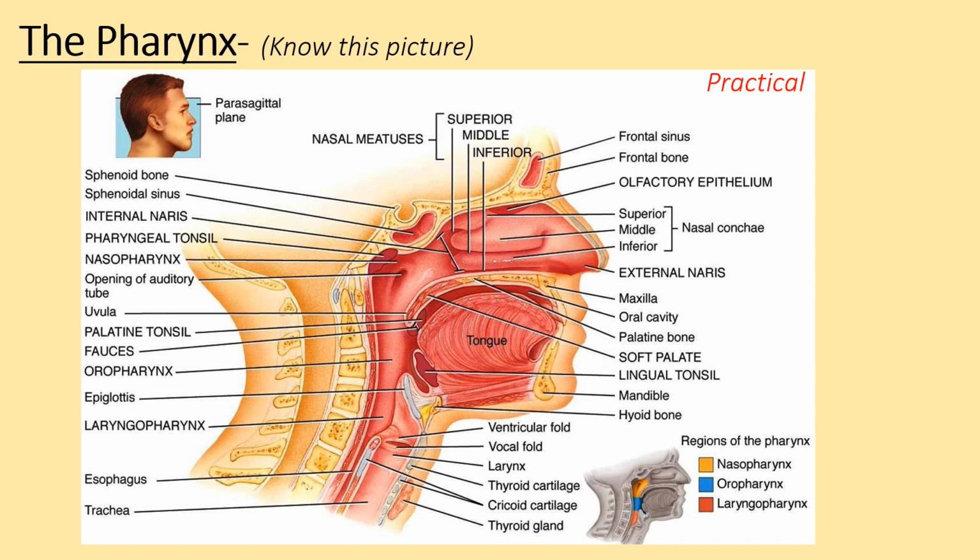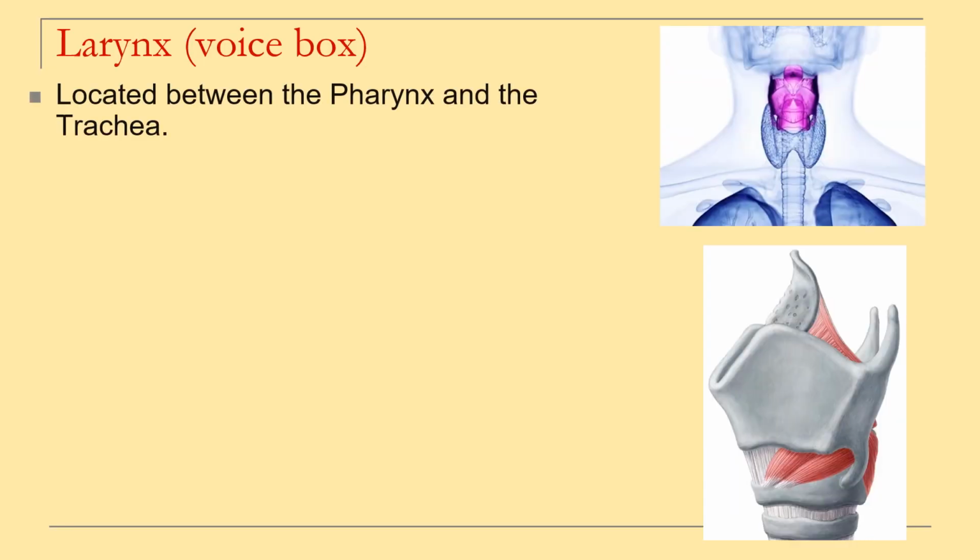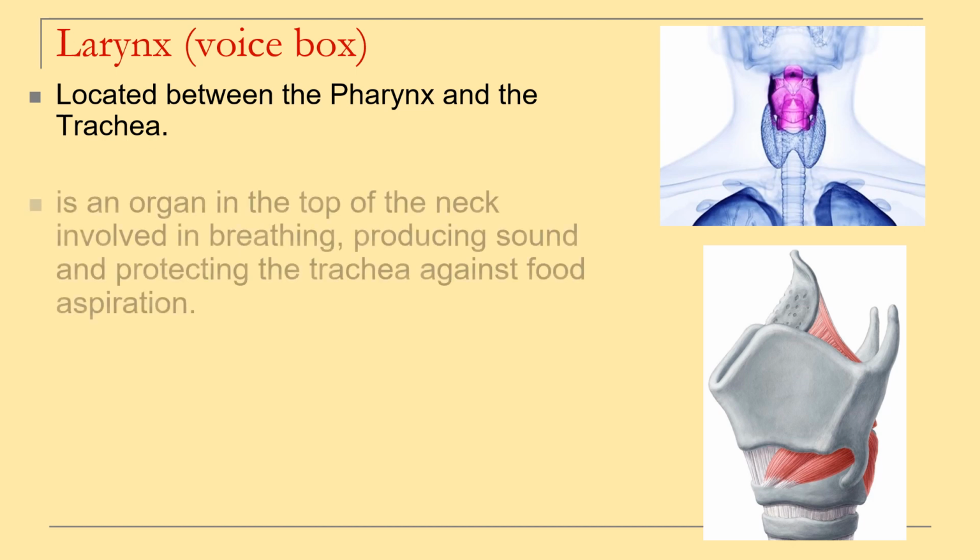And then my fauces is also labeled for us at the back of the mouth before we move into the actual pharynx itself. Also make sure you pay attention to the picture on the right that has the yellow, blue, and orange regions. That's just an easy way to ask about the various parts of the pharynx. All right, so as we leave the pharynx, we move down into the larynx.